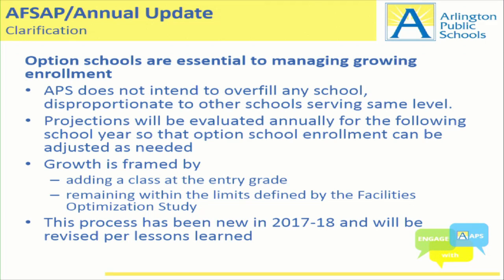In this first go around, when this has been under my office, the growth has been framed by adding a class at the entry grade level, and then it remains within the limits defined by the facilities optimization study. And again, this is a new process for us. It's sort of laying out these annual update steps that came out of the options and transfer policy changes. And we're going to be looking at them and making probably some adjustments next year as we learn what works and what we need to make adjustments to. And thank you to Jeremy for slipping in the slide. I apologize. We'll make sure that Ms. Elliott gets it and it's posted on Board Docs.